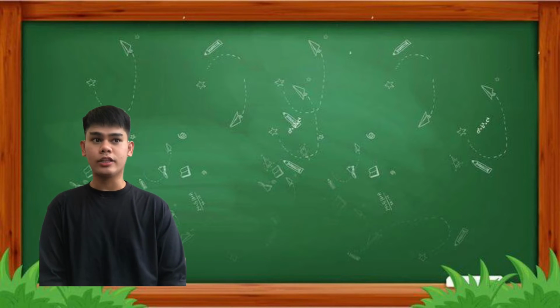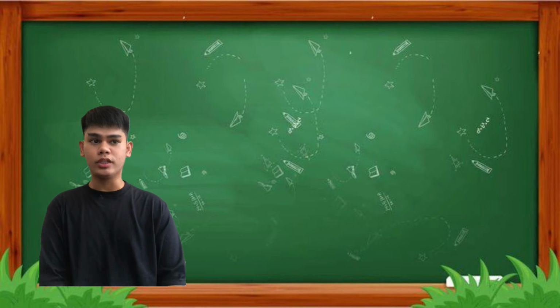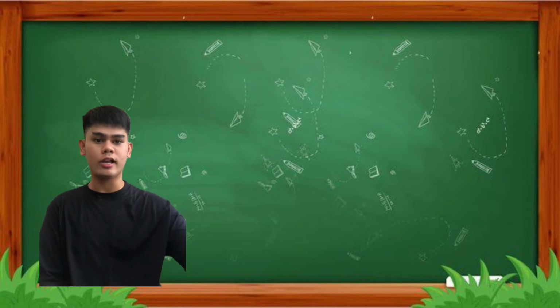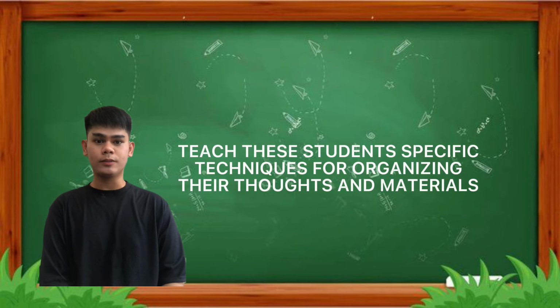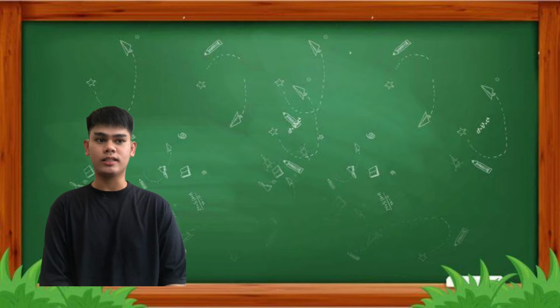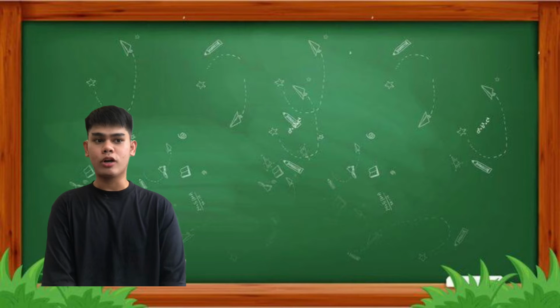The next one is other health impairment. It includes a range of conditions such as having limited strength, vitality, or alertness due to acute health problems. And I think that the strategies to help students who have this kind of condition is to teach the students specific techniques for organizing their thoughts and materials, organize the classroom accordingly, and keep all materials in a permanent location for easy access, allow extra time for finishing assessment or testing. For more complex activities, simplify steps to make them more manageable.